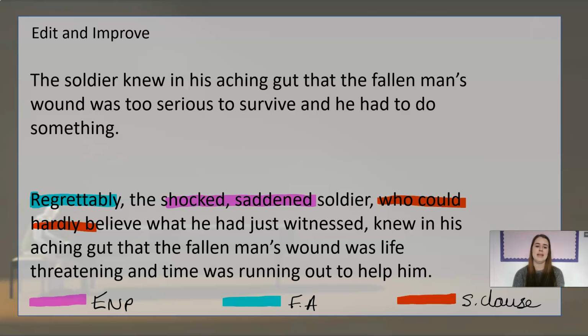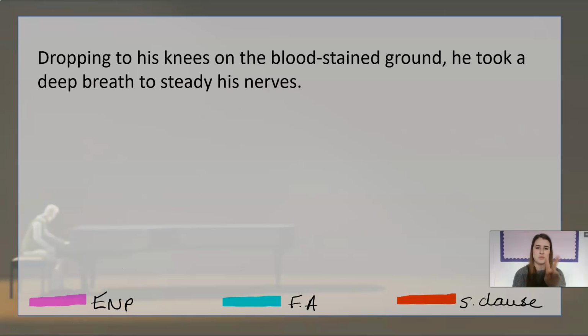Who could hardly believe what he had just witnessed? That is my relative clause, okay, my subordinate clause, because this is additional information that doesn't make sense on its own. So that's my dependent sentence. It starts with my relative pronoun, and I have both my commas in here to show where my relative clause starts and finishes, okay?